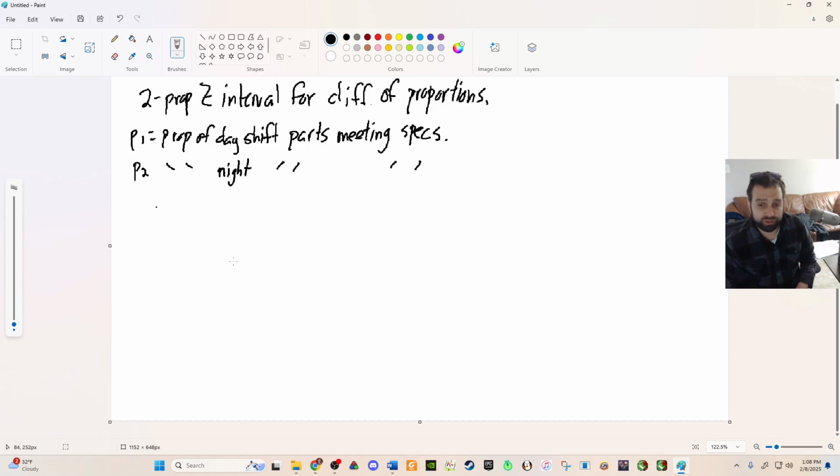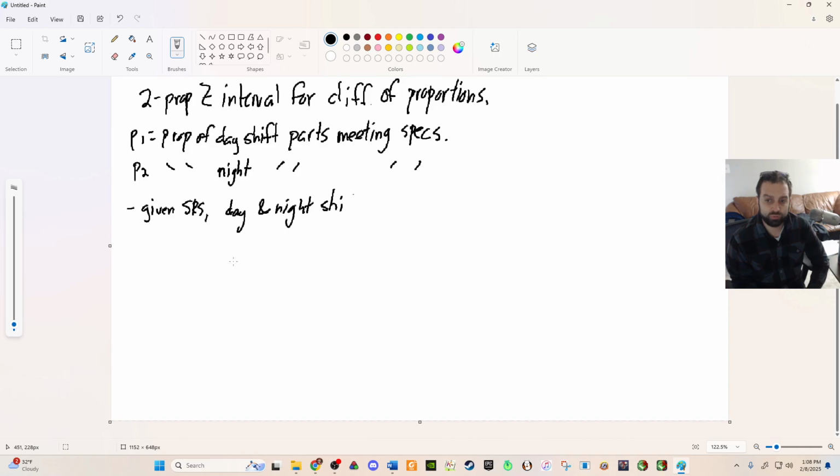Gotta check our conditions for this. So aren't we given random samples? And can't we assume day and night shifts are independent from each other? We have to assume.